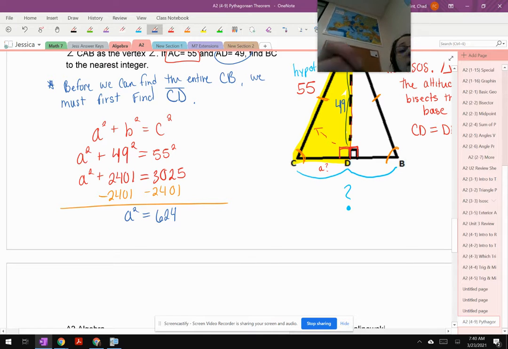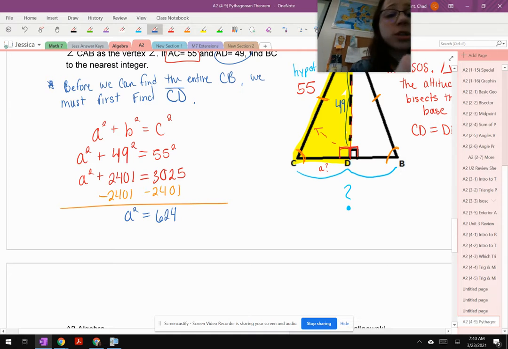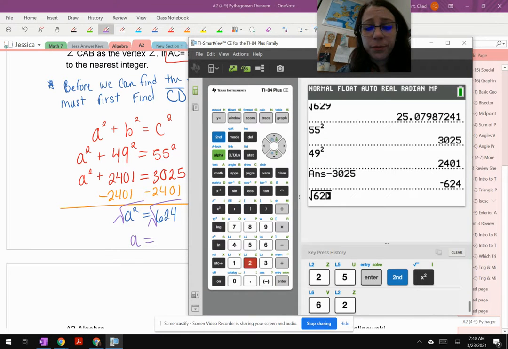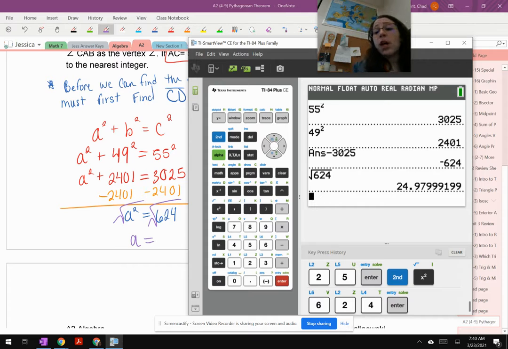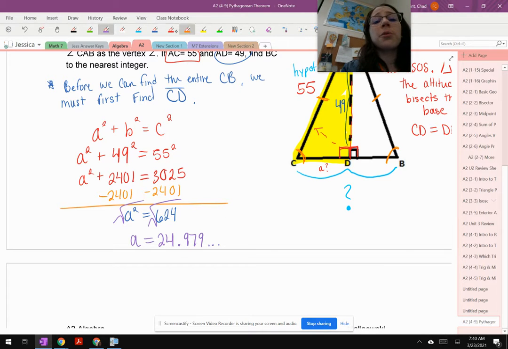A squared. Again, undoing that square is just the use of the square root. So A is equal to the square root of 624, which is 24.979. You're almost always going to be getting decimals with these kinds of problems.